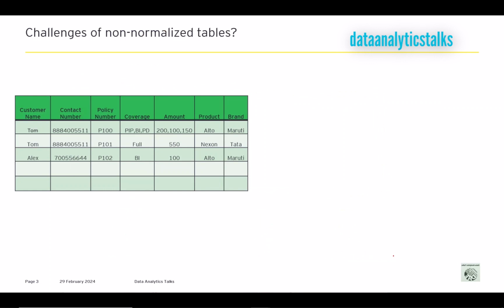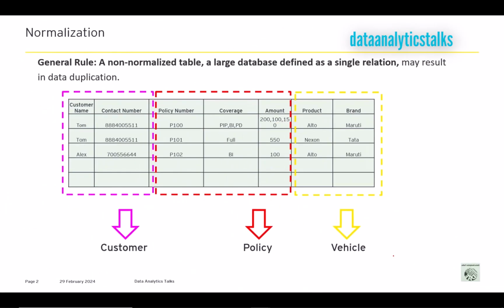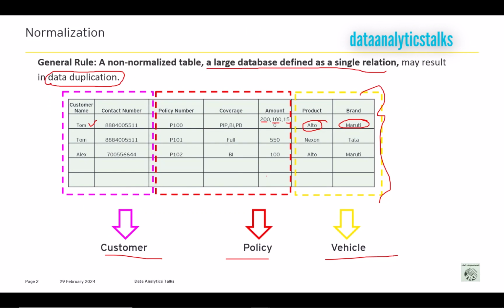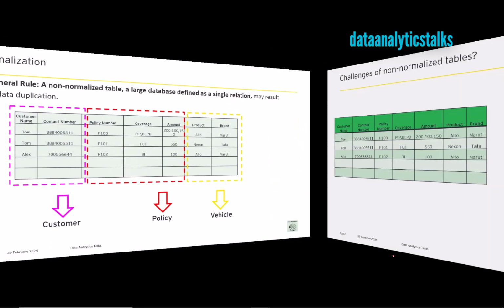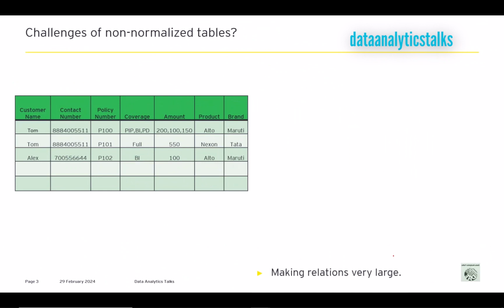From an understanding point of view, what are the challenges of a non-normalized table? First of all, we understood that a non-normalized table is a large database, defined as a single relation, and it can result in data duplication. Now we are going into detail to see what are those major challenges or issues posed by a non-normalized table.